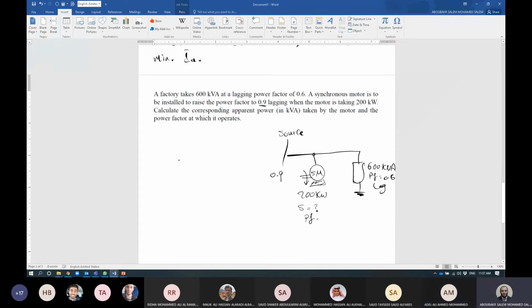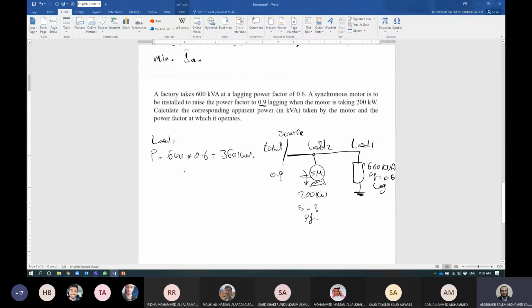Let's analyze the loads, guys. We have load number 1. Assume that this is load number 1, which is the factory, before improving power factor. Assume this is load number 1, the synchronous motor is load number 2, and this is the total. For load number 1, we have P, which equals 600 kVA multiplied by the power factor, right or wrong? Yes. Power is the apparent power multiplied by the power factor. So 6 by 6, it will be 360 kilowatt.